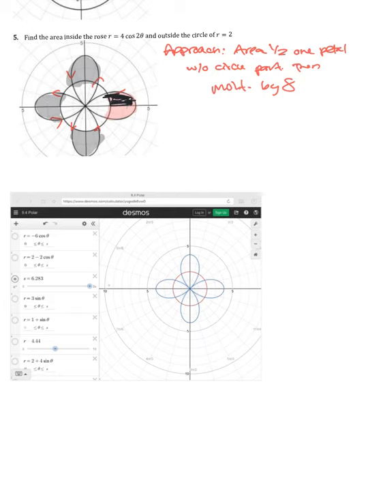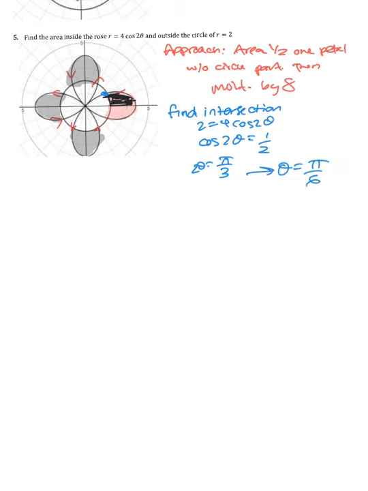So we need to find the intersection point. That's going to be a big deal in this problem, and the only intersection point that we care about based on our approach is the very first one, which is happening right here. So we want to know when 2 equals 4 cosine of 2 theta. Go ahead and pause the video and solve that out and see if you can find your theta value. So cosine of 2 theta is going to be 1/2, which means that 2 theta is going to be pi over 3, again, because we only care about the first intersection point, which means that theta will be pi over 6.